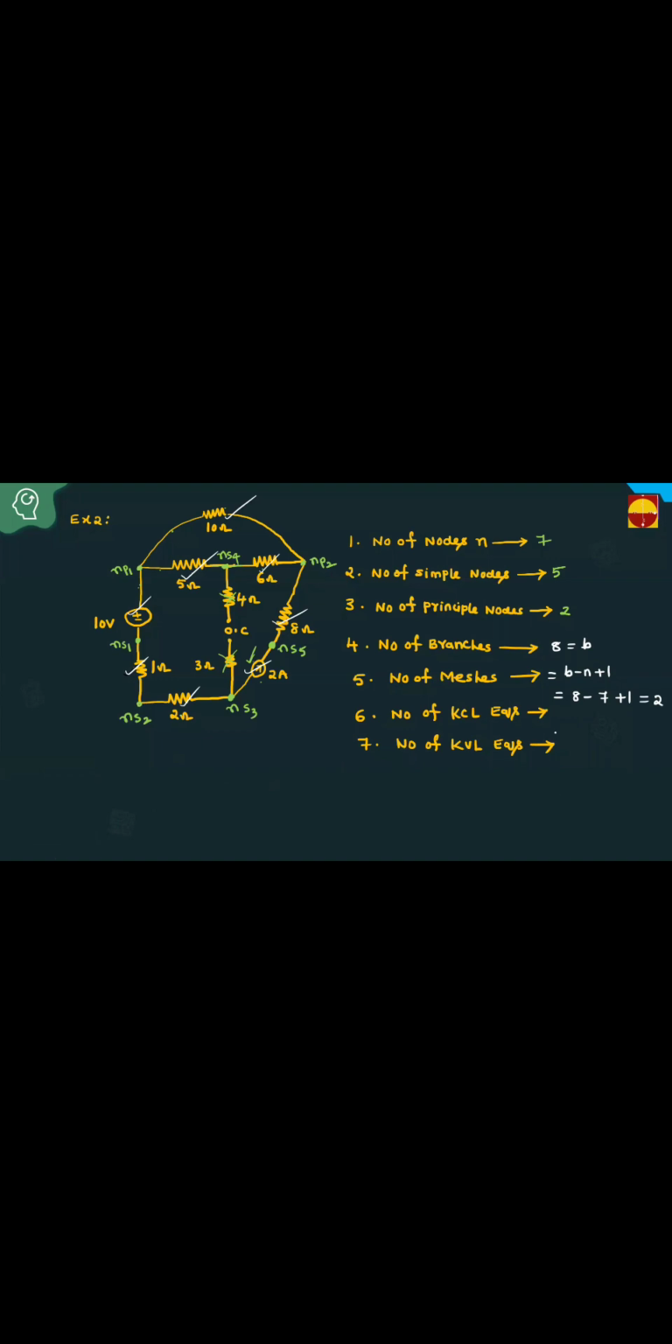Number of KCL equations. What is the formula for the number of KCL equations? NP minus 1, number of principal nodes minus 1. That is 2 minus 1, which is 1. How many KVL equations? Number of KVL equations equals number of meshes, B minus N plus 1. This is equal to 2. That is correct. Any doubt? Clear, friends? You have to concentrate.